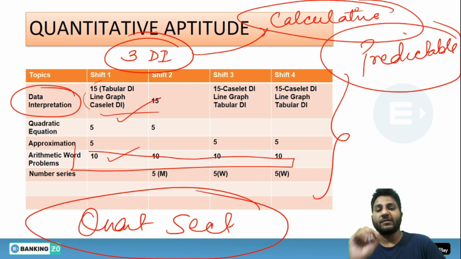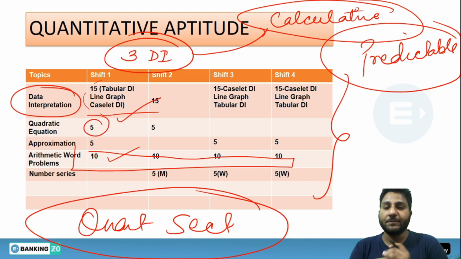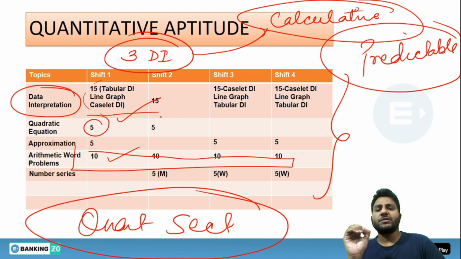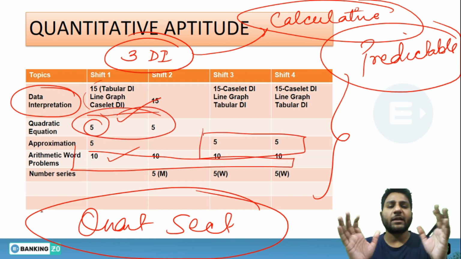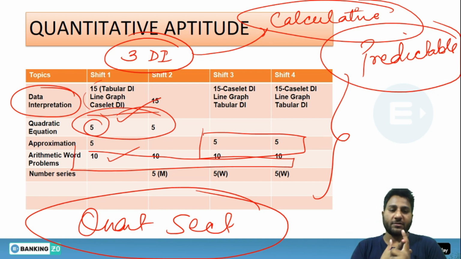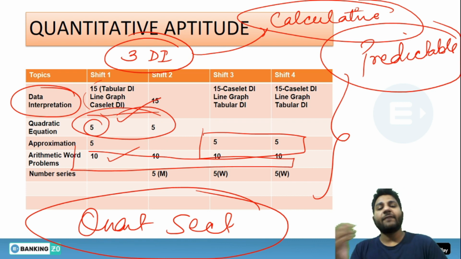on a continuous basis. And here we have seen that in the first shift we haven't been given number series, except we have been given quadratic equations. After the first two shifts we have been given approximation questions. So the simplification pattern would be 10 questions. They have given you 10 to 15 questions from the simplification pattern, and after that they will put their onus on arithmetic questions and the DI section.